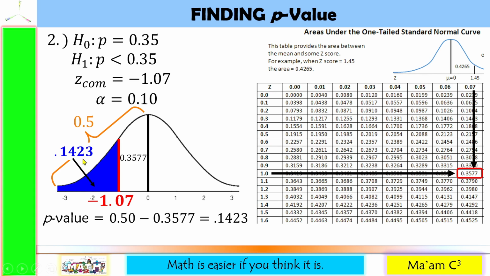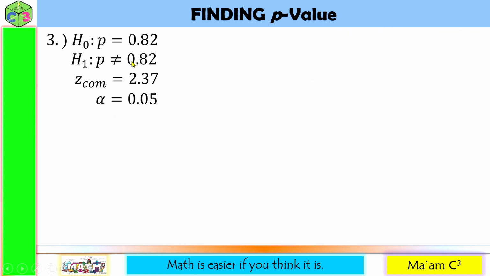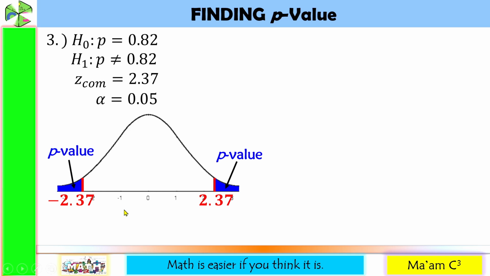Now let us decide. Since 0.1423 is greater than 0.10, our alpha, the decision is fail to reject the null hypothesis. One more. This time we have a two-tailed test. So let us graph 2.37, our computed value. Let us label that. Since this is a two-tailed test, let us also plot 2.37 on the left side. That would be negative 2.37, just to show that our p-values are divided into two parts. So the p-values are the more extreme values on the right and on the left.